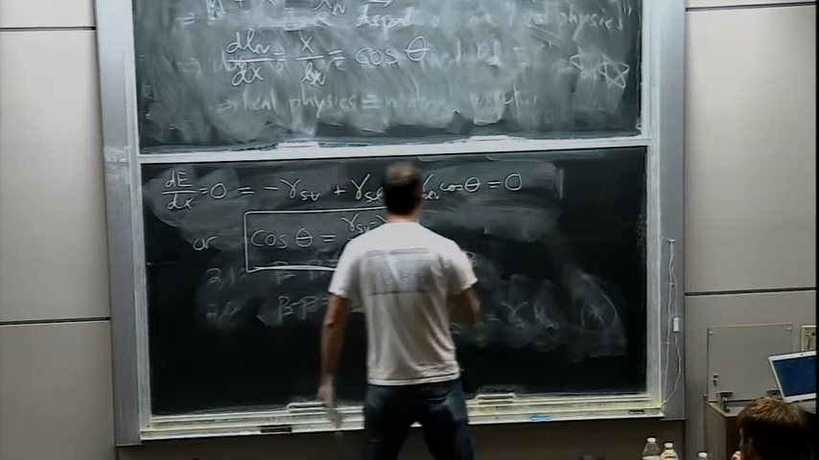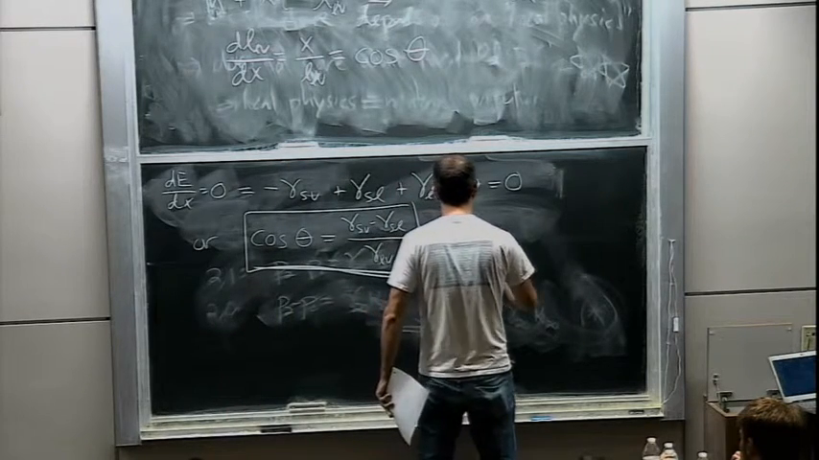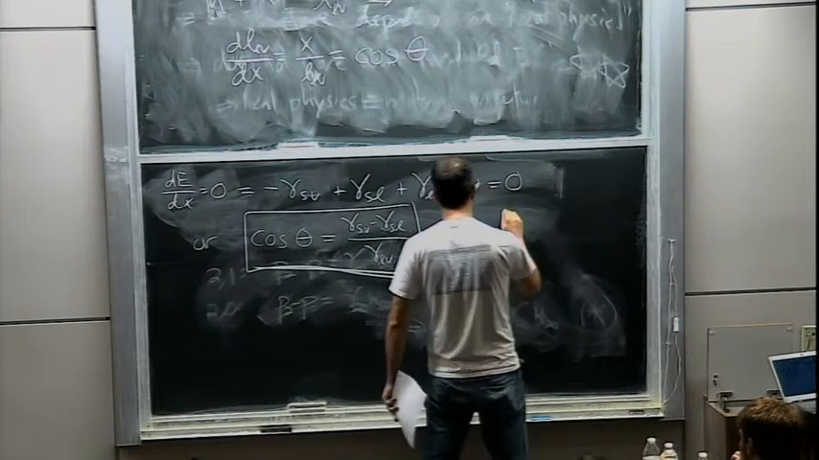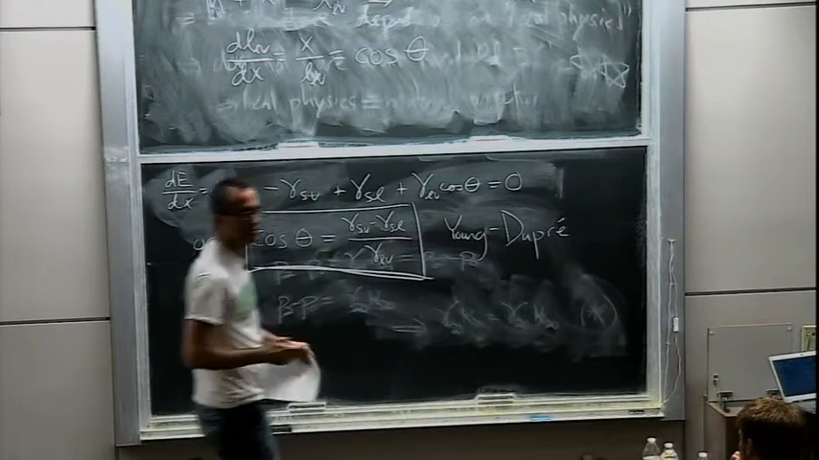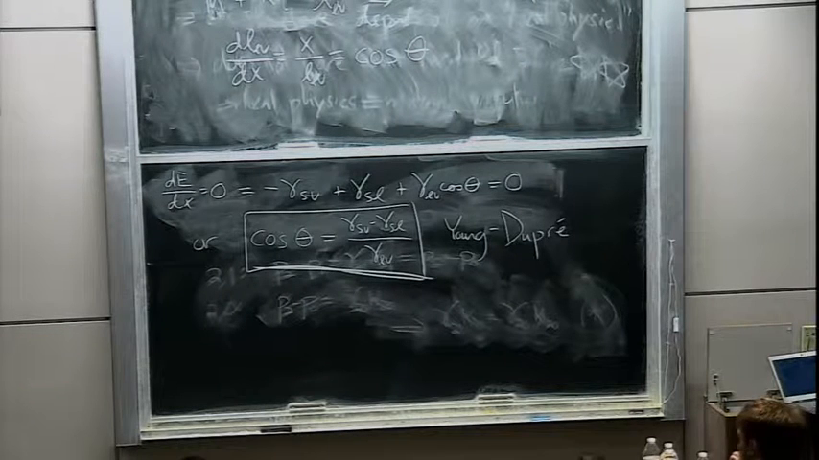OK, this also gets a box. This is called the Young-Dupré relation. If you're British, you call it Young's law. If you're French, you call it Young-Dupré. OK? If you talk to French people about this problem a lot, you say Young-Dupré.